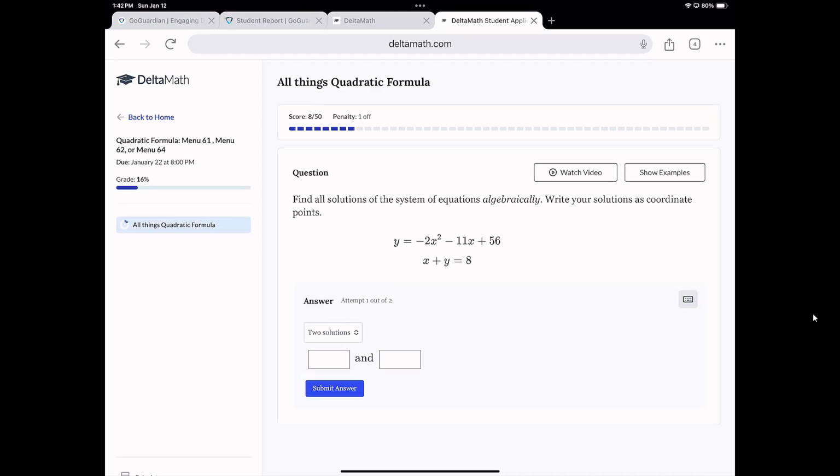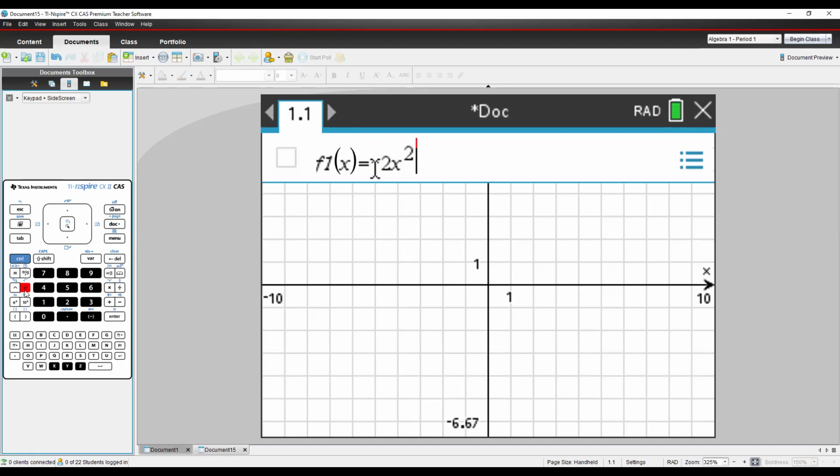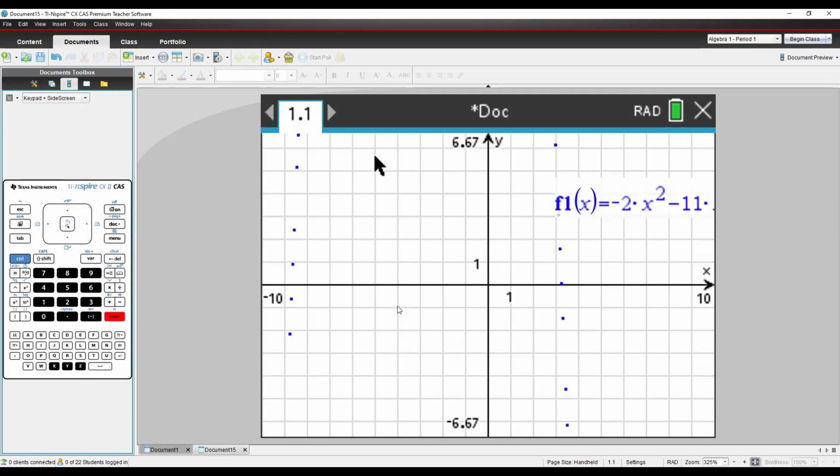So let's do that. Now I need the calculator. All right, so here we go. They've given us two equations. The first one is negative 2x squared minus 11x plus 56. Then you graph it, it's a quadratic, which is what we expect. Yeah, but anyway, here it is.